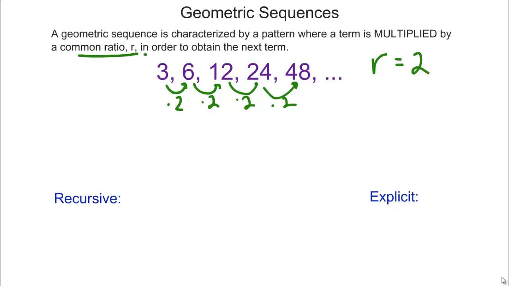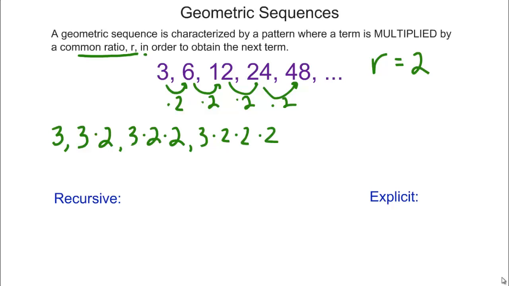Let's think about how we would try to write a rule for this geometric sequence. Our first term is 3. Our next term is 6, but I'm going to write that as 3 times 2. Our next term is 12, but I'm going to write that as 3 times 2 times 2. 24, you guessed it, 3 times 2 times 2 times 2, and so on. I think you see the pattern.